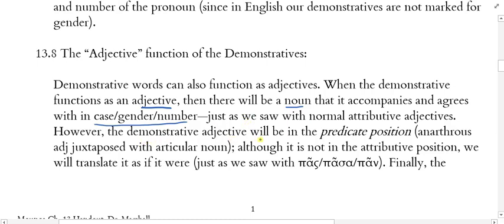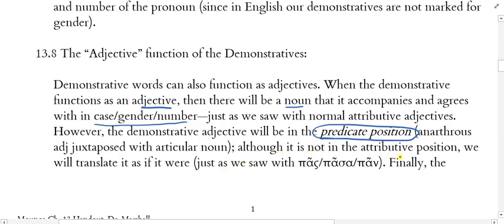However, the demonstrative adjective will be in the predicate position. What does that mean? If you go back and review, I'll just tell you, you may need to go back and review this. It's when you have an anarthrous adjective juxtaposed with an articular noun. That is to say, I could have something like ho anthropos agathos, or agathos ho anthropos. Agathos is my adjective. It is anarthrous, no article, but the noun will have the article. Okay, so that's predicate position.